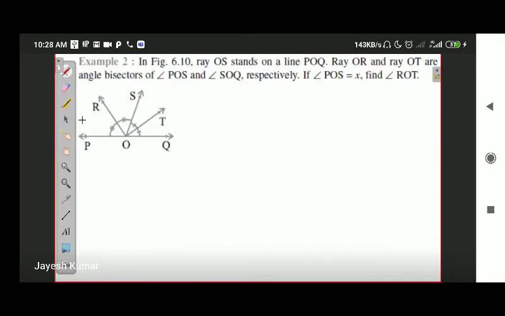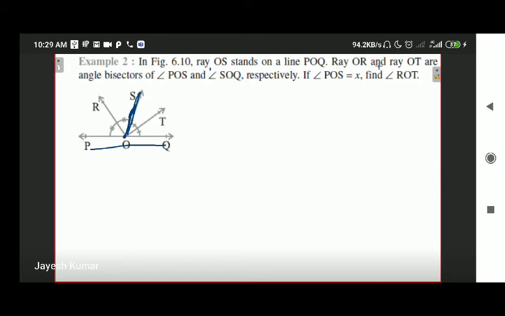Next is example number 2. As I have told you earlier, we are also going to discuss examples as well as the questions of the exercise. Example number 2: in the given figure, this is the given figure 6.10. Ray QS stands on the line POQ. There is a line POQ. On this line there is a ray QS. This is the ray QS. Okay, this is a random ray QS.